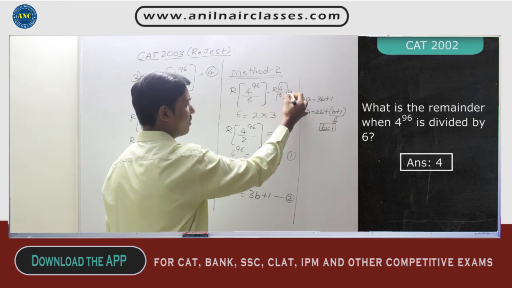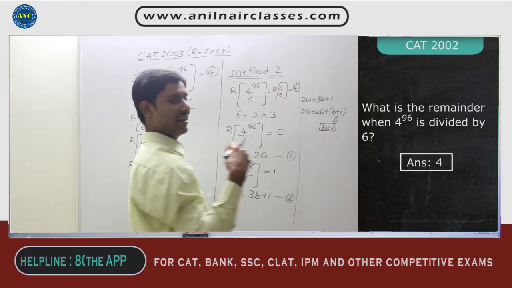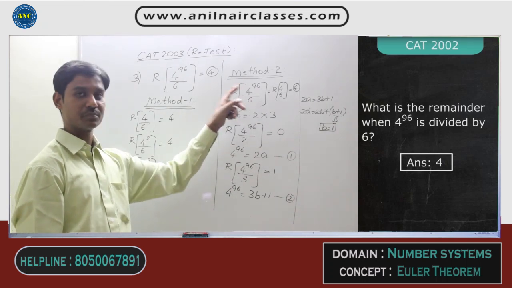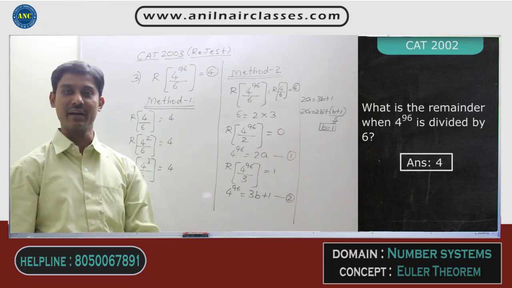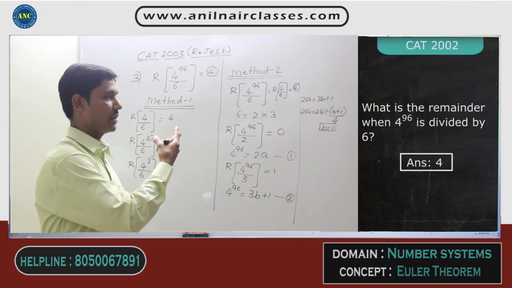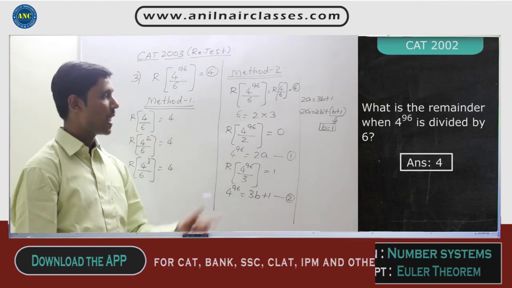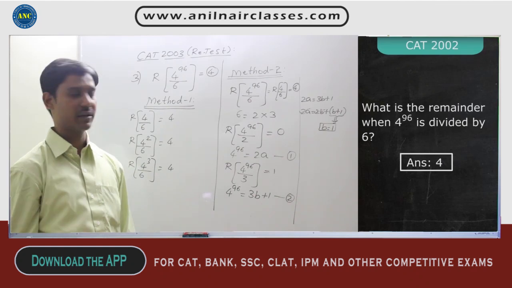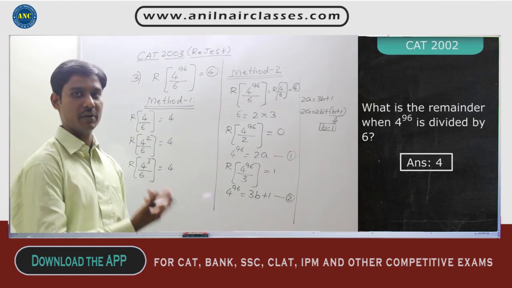What should be the remainder? 4. Answer is 4. You can apply the Chinese remainder theorem also. Or you can apply the other method that we have discussed, when the numerator and denominator are not co-prime to each other. That method also we have discussed in our regular class. You can apply that method, you will get the answer very easily. Idea clear? There are multiple ways of solving the question. Whichever method you are convenient with, please make use of that method.